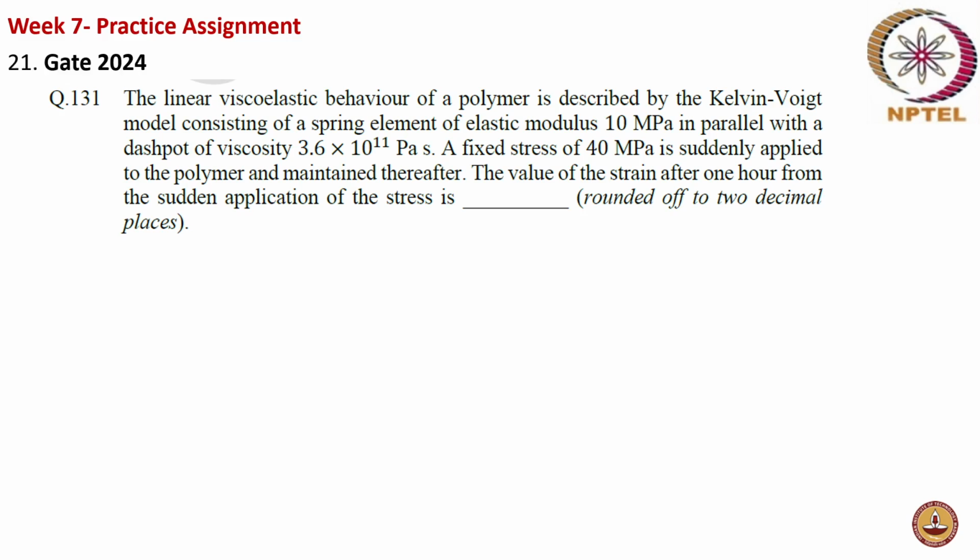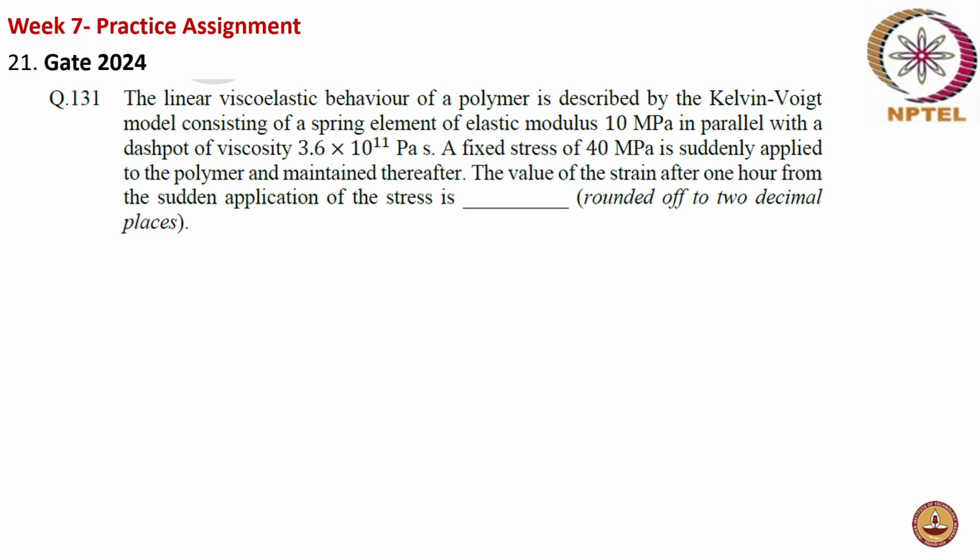Next, this is the GATE 2024 question. The linear viscoelastic behavior of a polymer is described by the Kelvin-Voigt model, consisting of a spring element of elastic modulus 10 megapascal in parallel with a dashpot of viscosity 3.6 into 10 power 11 Pascal seconds. A fixed stress of 40 megapascal is suddenly applied to the polymer and maintained thereafter. The value of strain after 1 hour from the sudden application of stress is dash.